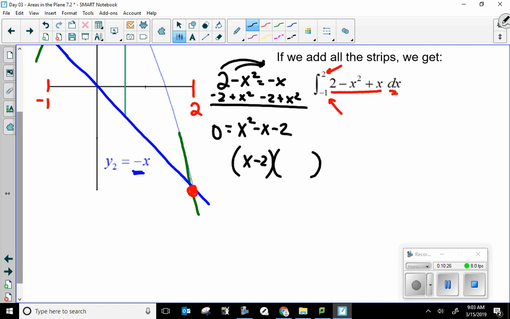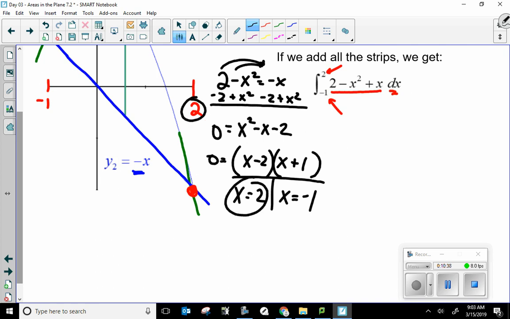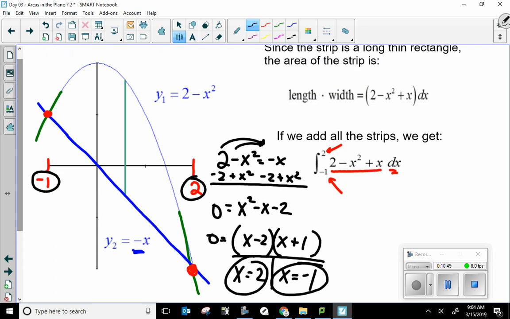So x minus 2 times x plus 1 equals 0. That's what I call a booty cheek, and now I T-bone it. My x equals 2, and my x equals negative 1. Oh, what a coincidence. 2 and negative 1, which is right here. So we're good. That's where those intersect, and that means that's where I'm going to have this section to find the area in between.